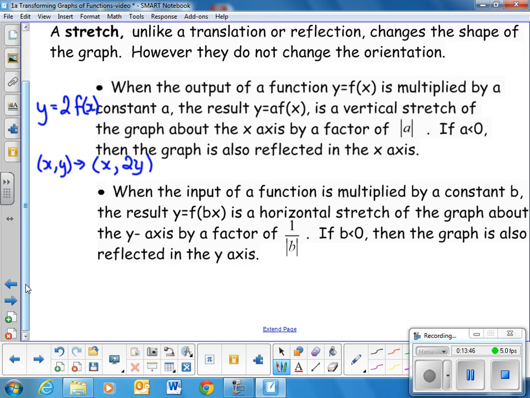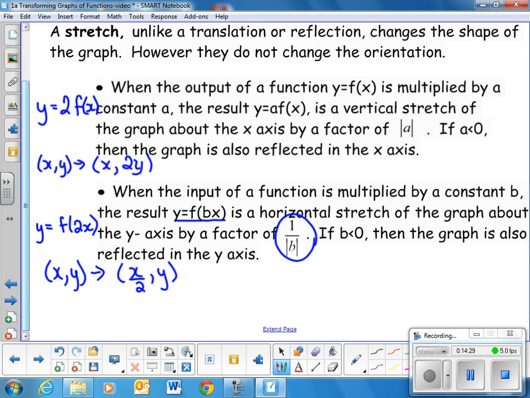When we make a change to the input and multiply it by b, so that multiplication takes place inside of our function, then what we are changing is the x value. But remember that x does exactly the opposite. So let's give us a number example here. If we have y equals f of 2x, the 2 is inside the function, so it affects x, but it's going to do the opposite. So instead of multiplying by 2, we are going to divide by 2. That's where this 1 over the absolute value of b comes from.